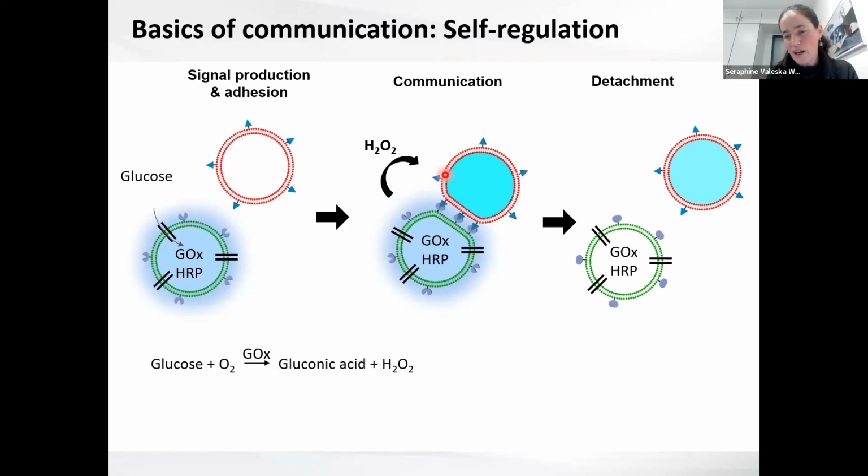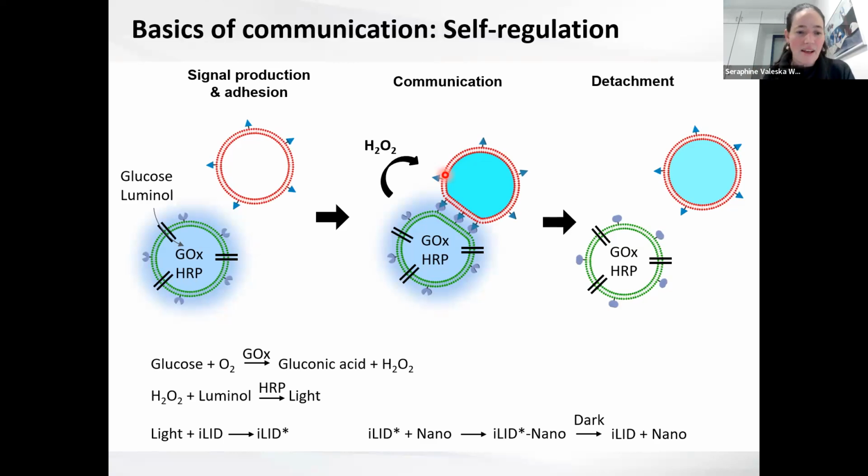But now the question is, how do you couple this to adhesion? And for this, we use a different type of luminescence. We use chemiluminescence to photoactivate our adhesions. And so we can use hydrogen peroxide for a second purpose. It can react with luminol and produce light, and this light can then activate the adhesions. And you can appreciate that this light production will only happen as long as there is hydrogen peroxide, so signal production in the sender. And once the signal goes down, then these adhesions are reversible and sender and receiver can detach.